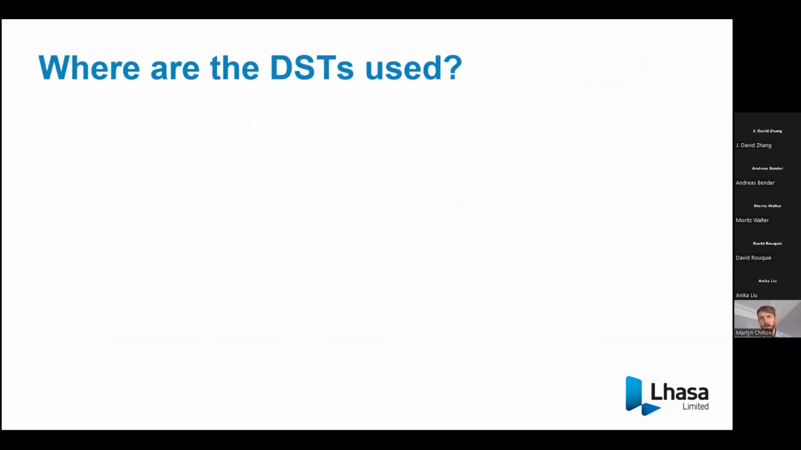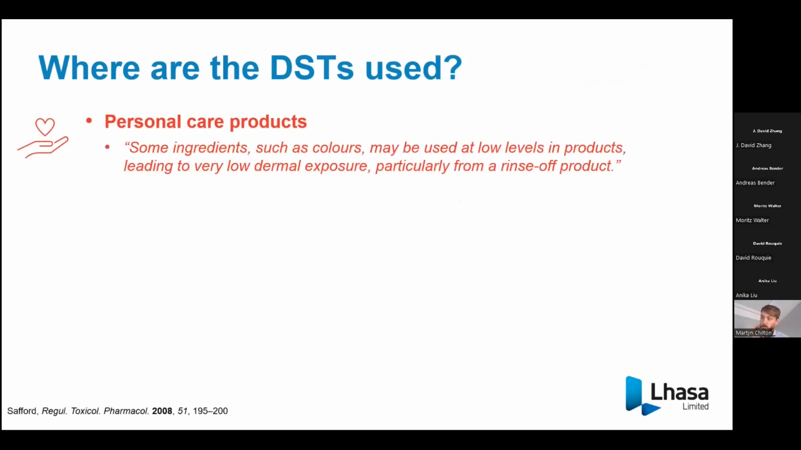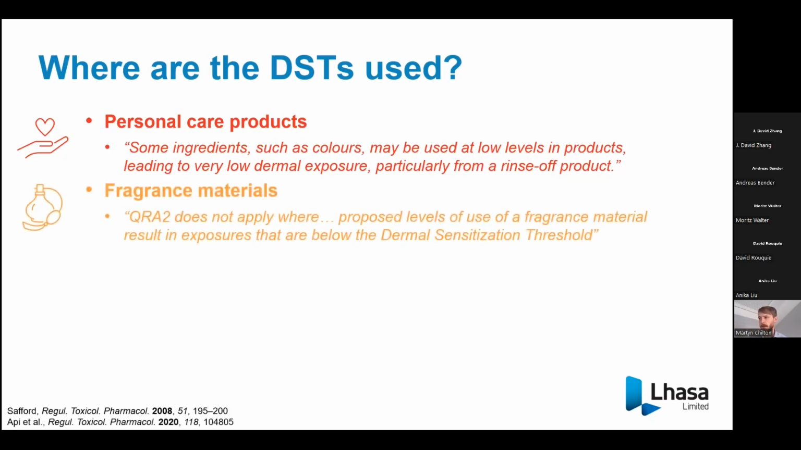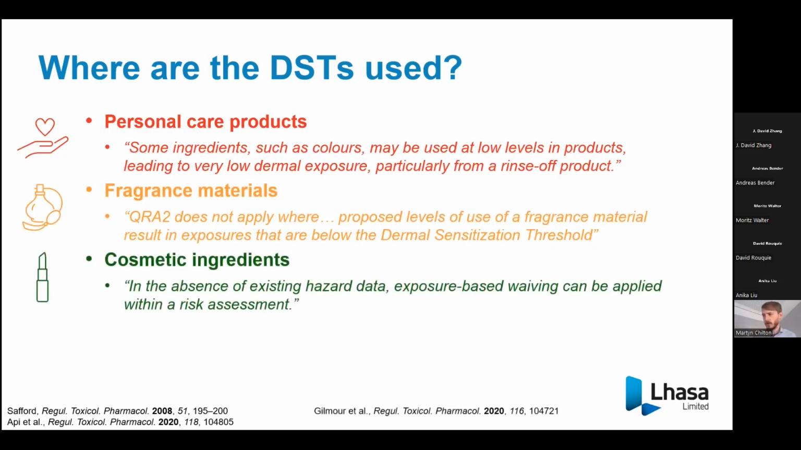I thought it might be helpful to say where these are being used and in what sectors. As I said, they were originally published by Unilever for personal care products. The example given in the first paper was an ingredient like a color, which might be used at such a low level that you could use a TTC approach to say that sensitization would be very unlikely, particularly in a rinse-off product. Then they've been applied in the fragrance world, and more generally across cosmetic ingredients.